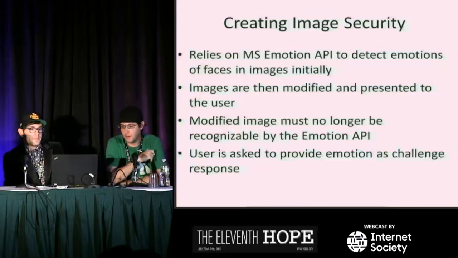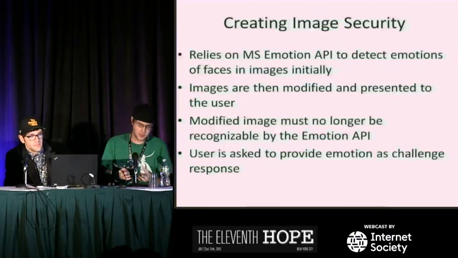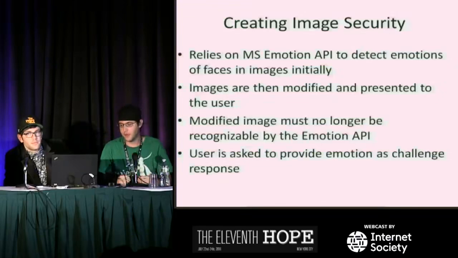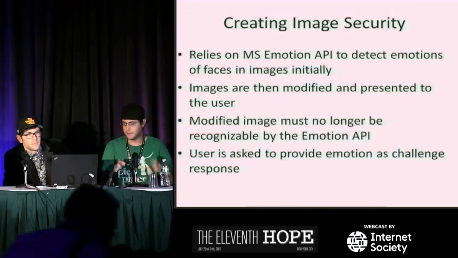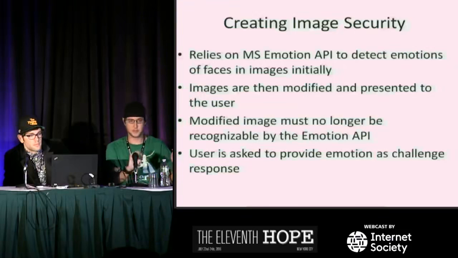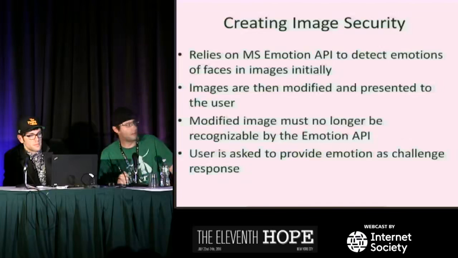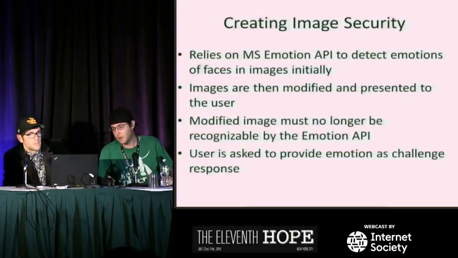All right, so like I said, we start with an image source, a collection of images. We send them to the Microsoft Emotion API and let it tell us where the face is and what it's displaying. Once we get it back, we create what's called the original image, and we already know what emotion is displayed in it. Our proof of concept thus far only deals with images showing a single face. We're going to expand it, but it's not there yet.